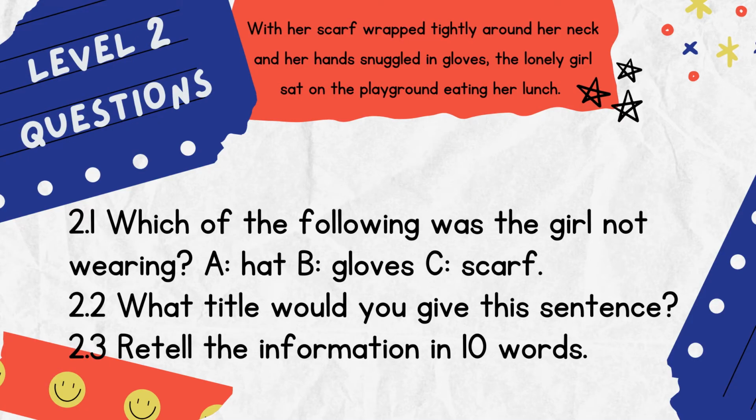If you read through the following questions, you should also be able to find the answers in the sentence. Level 2 questions are explicitly stated in the text, but the reader must analyze, synthesize, and/or organize the information. Which of the following was the girl not wearing? Hat, gloves, or scarf? The answer is hat. What title would you give this sentence? Maybe break time or the lonely girl, based on the information in the text. What if you had to retell the information in 10 words? How about a lonely girl ate her lunch outside on the playground?